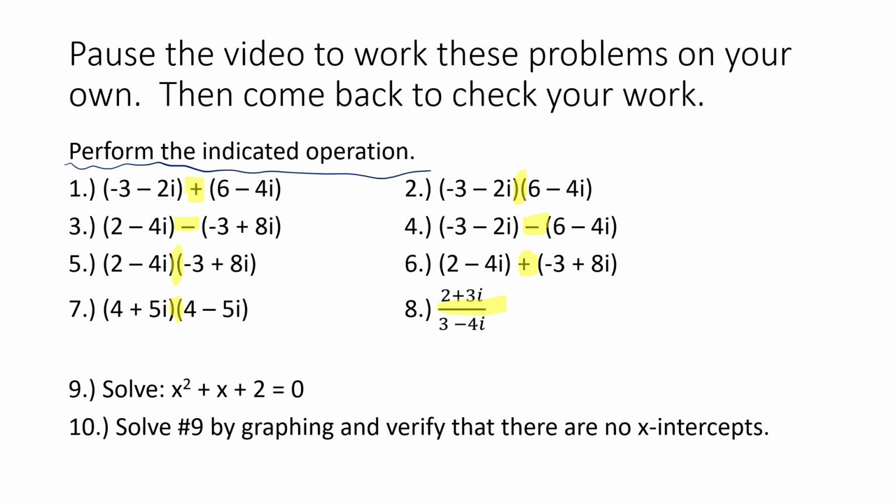If you are now realizing that you multiplied for all of them, pause the video again and go back and rework those problems. You will be an expert at multiplying, but also you want to get them right. So double check that before you go on to the following slides.